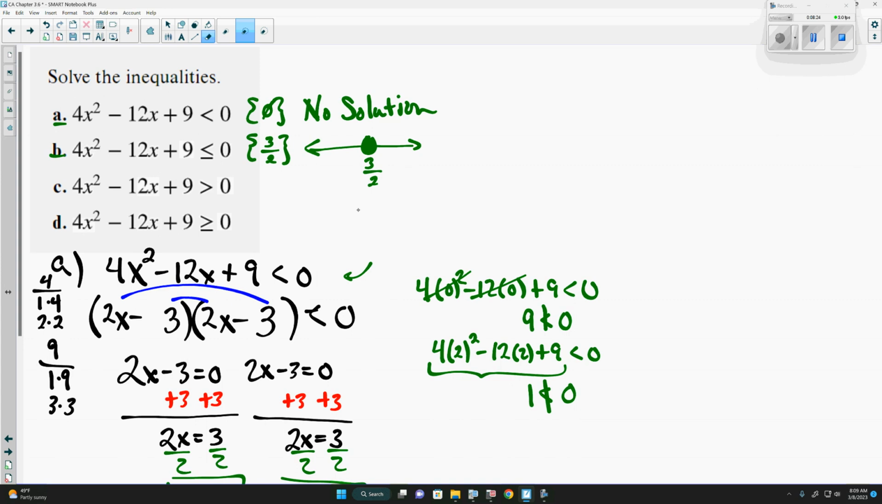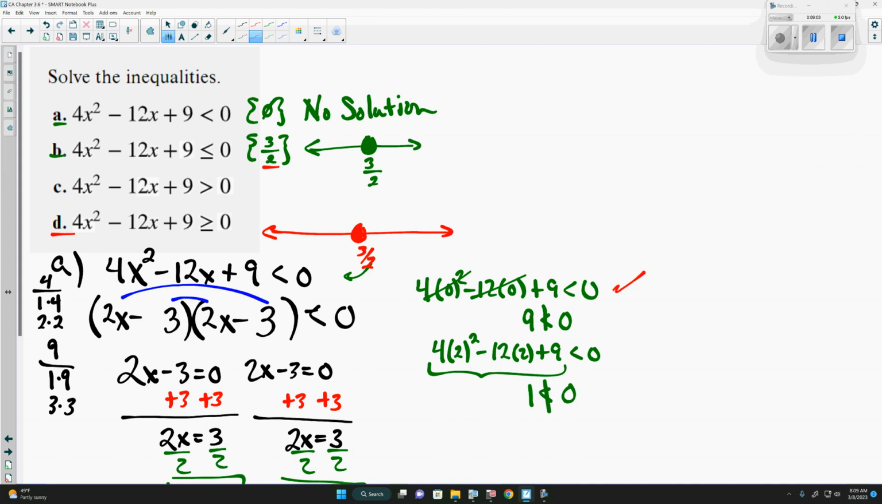Questions on any of this so far? We good with this so far, yes? Now, I'm going to skip C for now. I want to look at letter D. Now, we've already shown that the entire graph is greater than 0, yes? Every point's above it. And it does intersect the graph at 3/2, yes? So, greater than or equal to 0. Well, we know that this point here is included, yes?